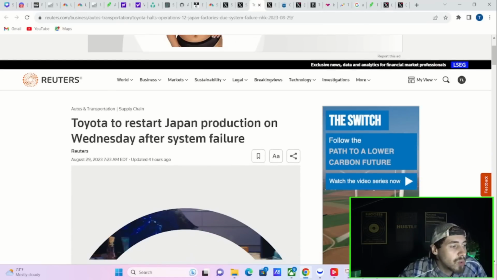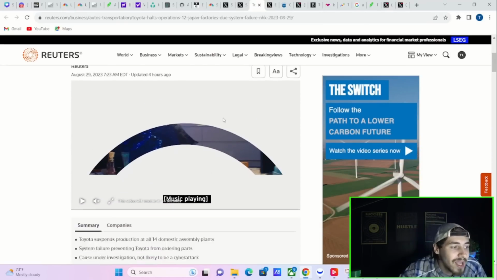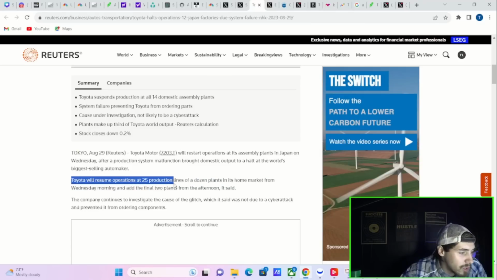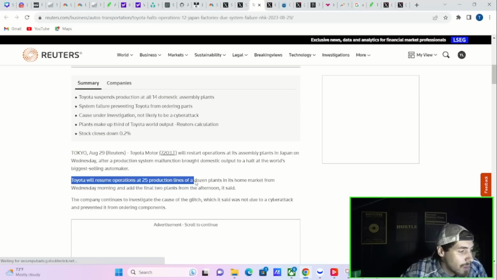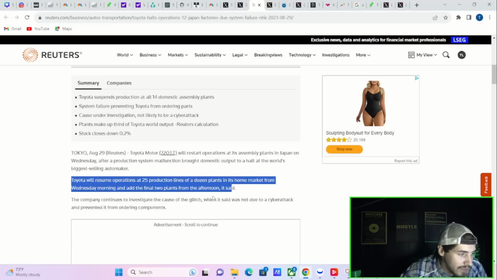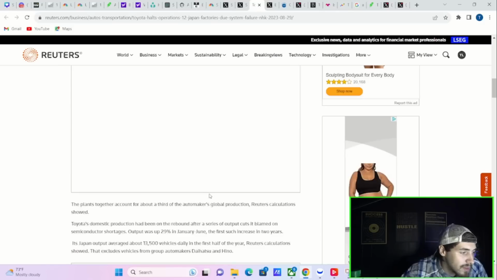In other news, Toyota is going to restart Japan production on Wednesday after their system failed. Toyota will resume operations at 25 production lines of a dozen plants in its home market from Wednesday morning and add the final 2 plants from the afternoon, they said. The company continues to investigate the cause of the glitch, which it said was not due to a cyber attack and prevented it from ordering components.